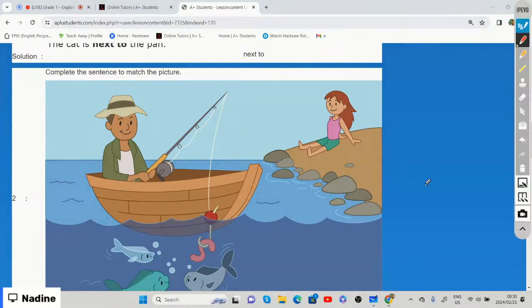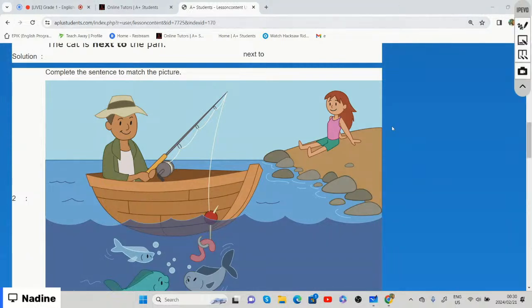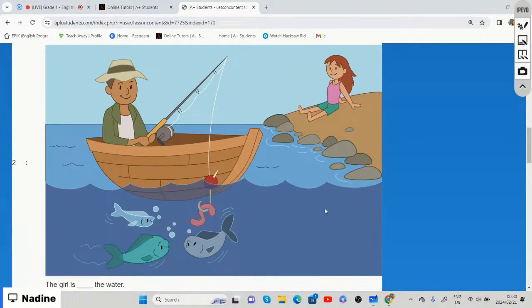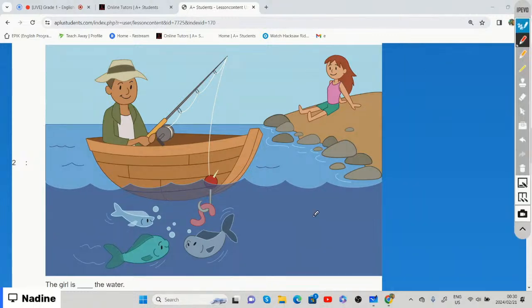All right, if we look at this one, it says, the girl is the water. Here we have the water, right? And here we have the girl. Is she in the water? Clearly she's not, so she's not in the water.